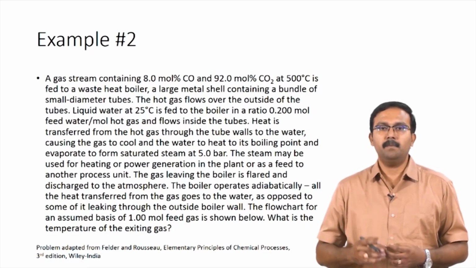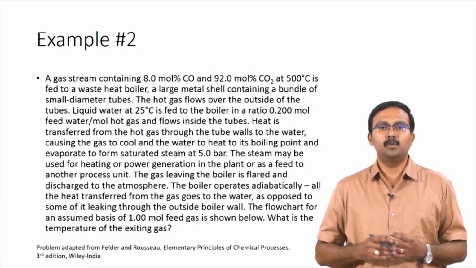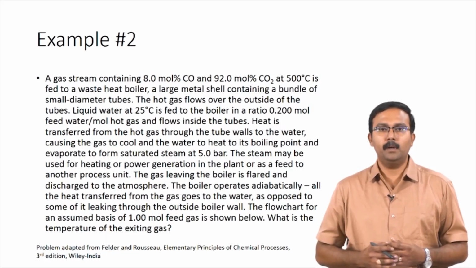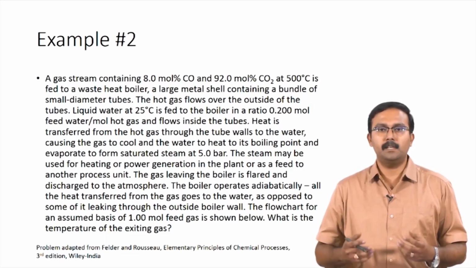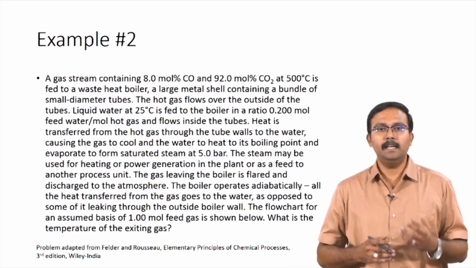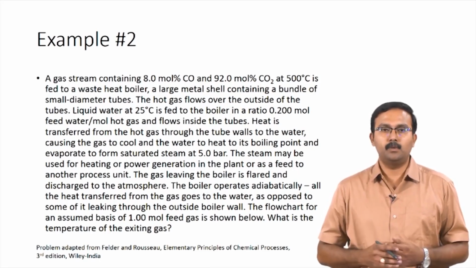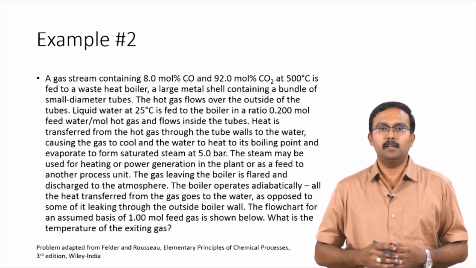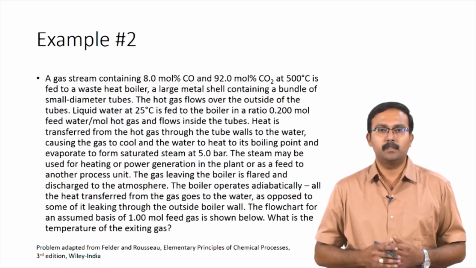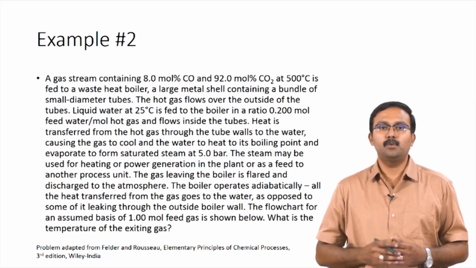Heat is transferred from the hot gas through the tube walls to the water, causing the gas to cool and the water to heat to its boiling point and then evaporate to form saturated steam at 5 bar. The steam may be used for heating or power generation in the plant or as a feed to another process unit. The gas leaving the boiler is flared and discharged to the atmosphere. The boiler operates adiabatically. All the heat transferred from the gas goes to the water as opposed to some of it leaking through the outside of the wall.